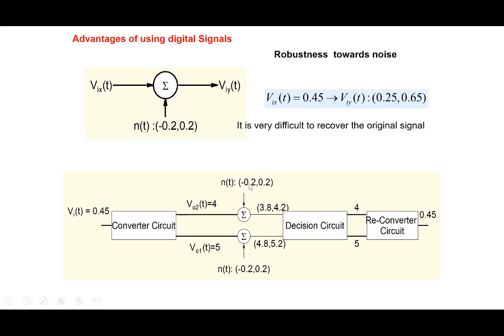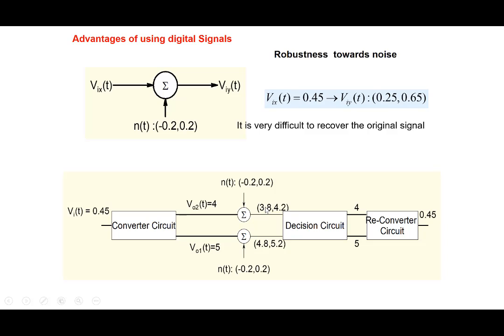Let's add noise to it. Noise lies anywhere between minus 0.2 to plus 0.2. So 4, after corruption by noise, will lie anywhere between 3.8 to 4.2. Similarly, 5 will lie anywhere between 4.8 to 5.2. Now what we do is we have a decision circuit. The decision circuit decides which voltage the voltage that you get here is closest to. Is it close to 4? Is it close to 5? Because those are the digits that we have, 0, 1, 2, 3, 4, 5, up to 9.